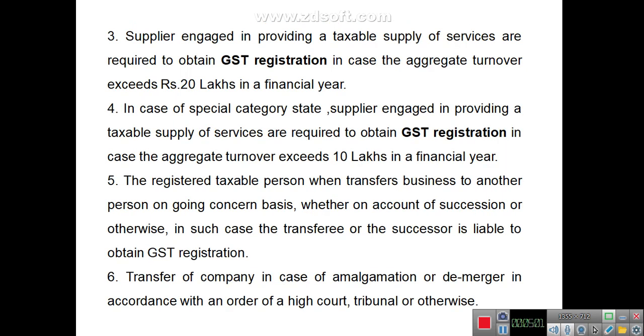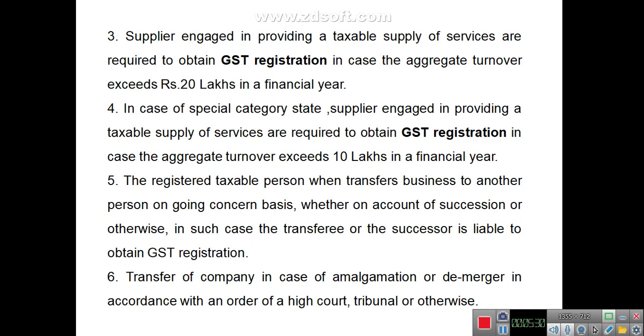In case of a supplier engaged in providing taxable supply of services, the threshold limit for aggregate turnover for registration requirement is 20 lakh rupees in a financial year. In case of special category states, if a supplier is engaged exclusively in supply of services, the threshold limit for GST registration is 10 lakh rupees in a financial year.